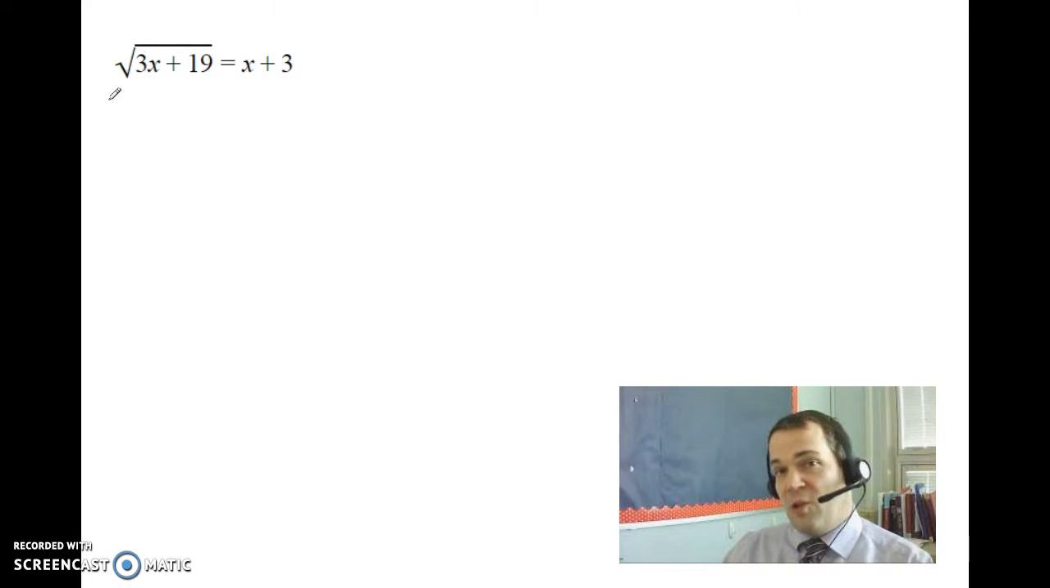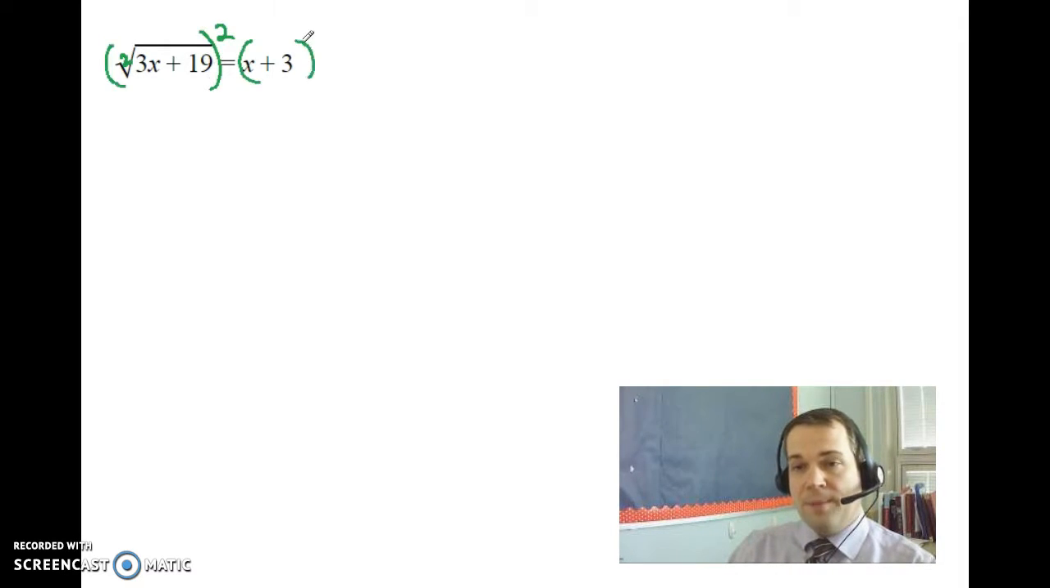We, of course, get rid of radicals by using the appropriate power. The power should match the index of that radical, and when there's no number listed, we know it's 2. So I'm going to take both sides to the second power. On the left side, that'll leave us with simply 3x plus 19 because the square and the square root cancel.